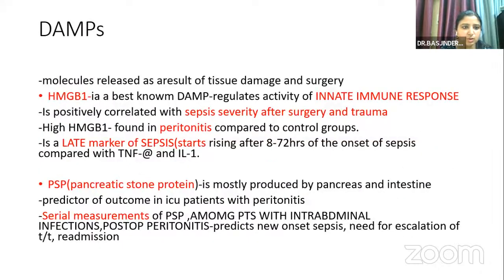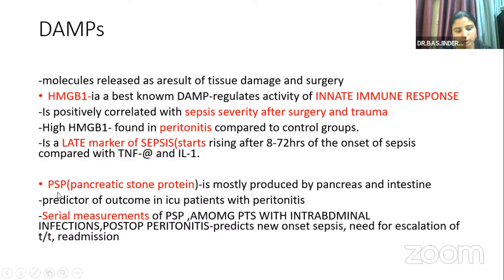Damage-associated molecular proteins, HMGB1, that is high mobility group box 1. It's the best known DAMP. I have discussed it here because I couldn't do it in the sepsis biomarkers. It regulates the activity of the innate immune response, is positively correlated with sepsis severity after surgery and trauma, and is found in peritonitis compared to the control group. It is a late marker of sepsis. It starts rising after 8 to 72 hours of onset of sepsis as compared to the other ones.